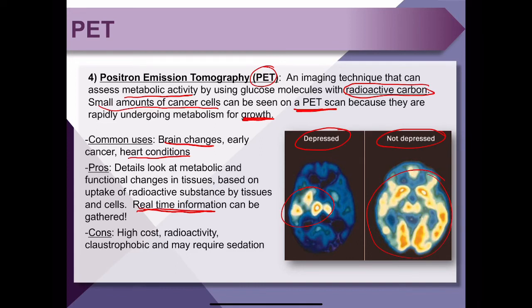The cons is, of course, I think it is the highest cost, if I'm correct, compared to MRI or CT scan, because I remember my mom's insurance wouldn't cover a PET scan unless it was for sure that she had a second round of cancer and needed to detect cancer cells again. So I'm pretty sure a PET scan is more expensive than CT or MRI. It involves some radioactivity because you're using a radioactive element to detect those changes. It can be claustrophobic as well, because you're laying on that little bed that moves into this donut hole for imaging, and may require sedation.